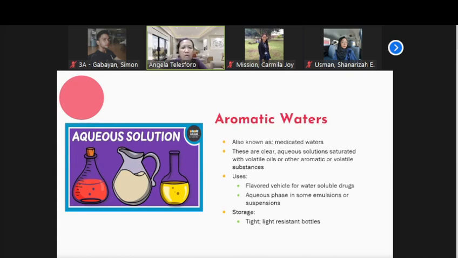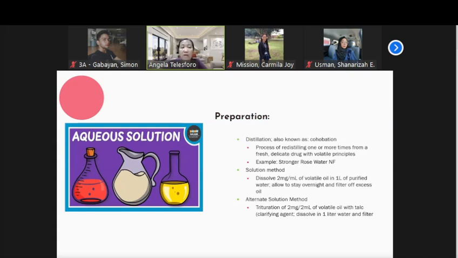Then aromatic water, which are medicated waters. They are clear, aqueous, and contain volatile oils or aromatic or volatile substances. The use of aromatic waters is to flavor water-soluble drugs. And we also use them for some emulsions or suspensions. I don't know if we prepared any aromatic water, but we discussed this in the lab. You were asked to submit it. So these are the processes of preparing your aromatic waters: distillation, solution method, alternate solution methods. Just go through that.